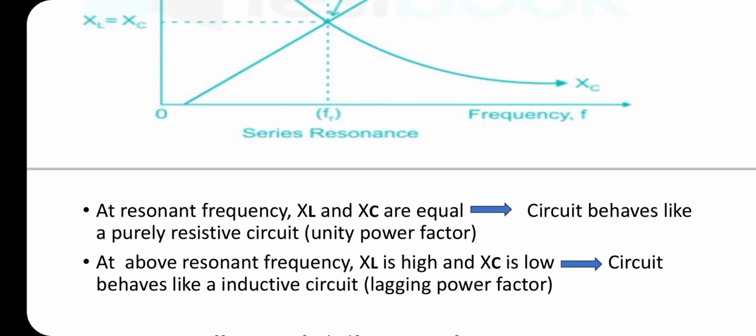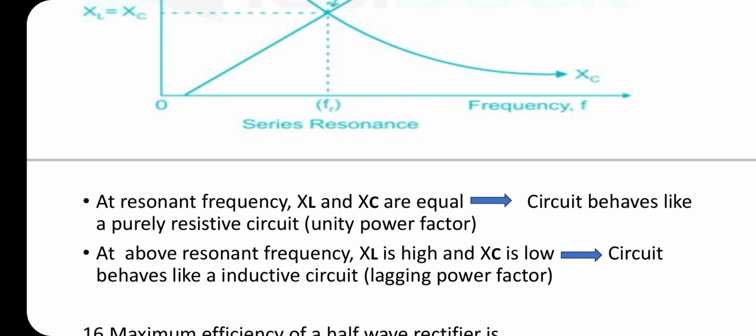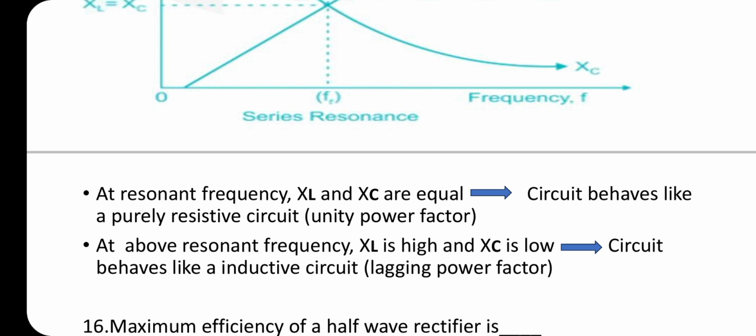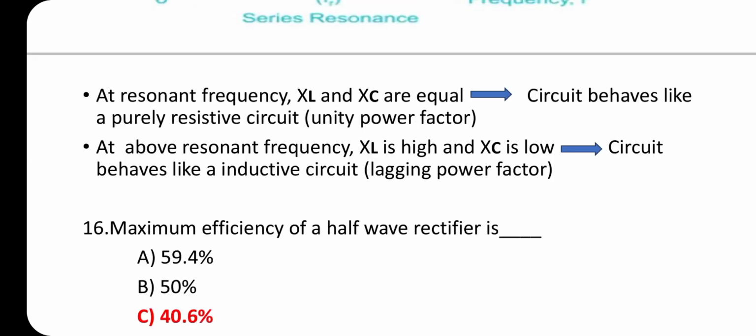At a resonant frequency, XL and XC are equal. The circuit behaves like a purely resistive circuit, that is, unity power factor. At above resonant frequency, XL is high and XC is low. The circuit behaves like an inductive circuit, that is, lagging power factor.